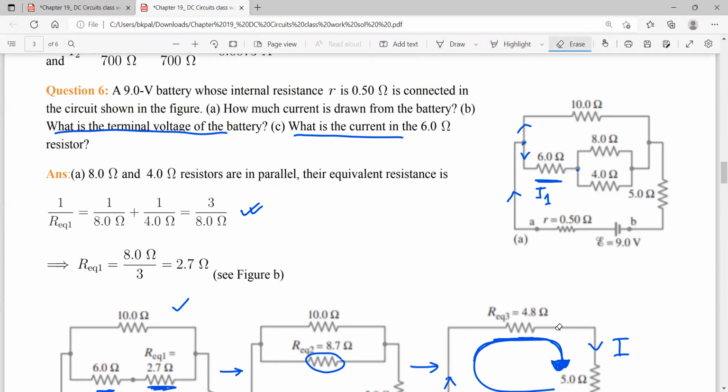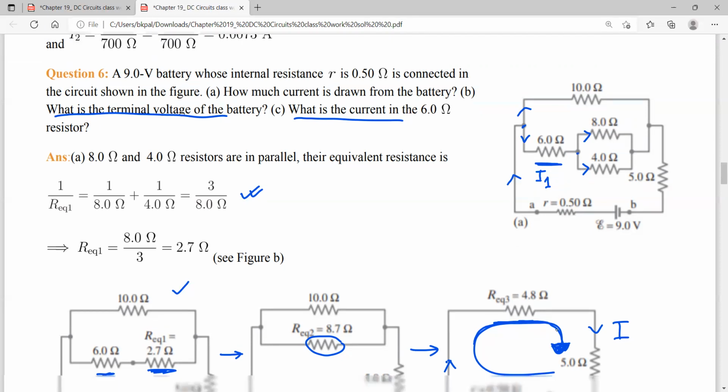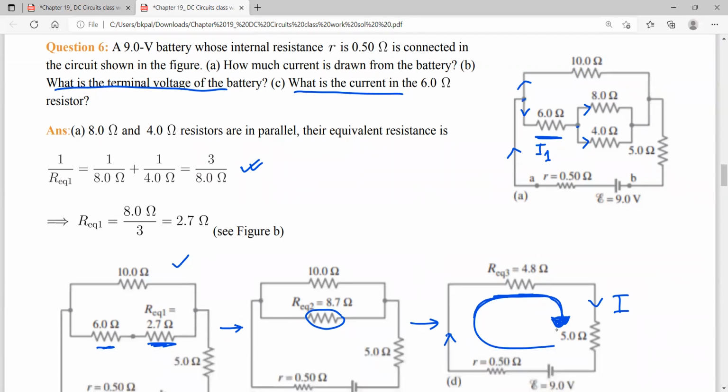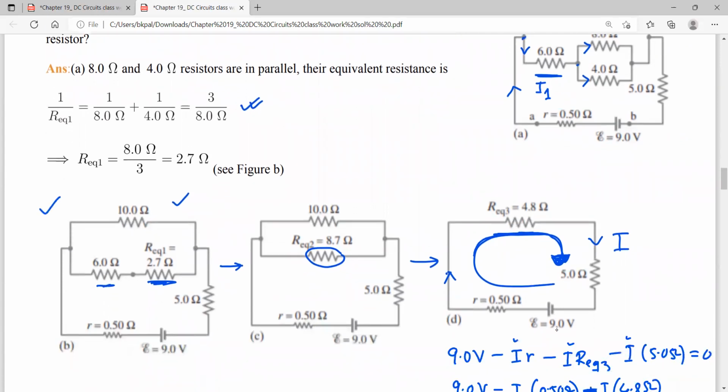Okay, I1 will be one part of I1 goes in this direction, another goes in this direction. So you see it is a little bit complicated. Now, we can use the loop rule, but if I use it here, it will be a little bit complicated. So in order to avoid that complicacy, let's use this one.